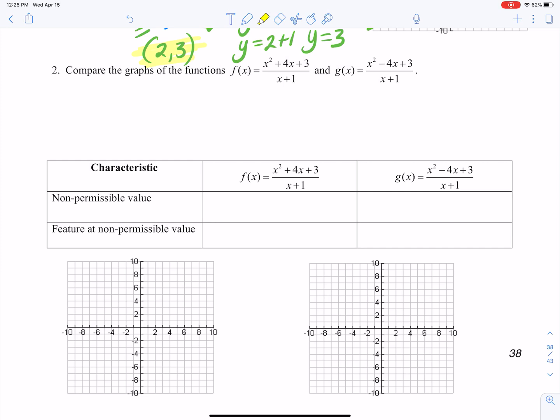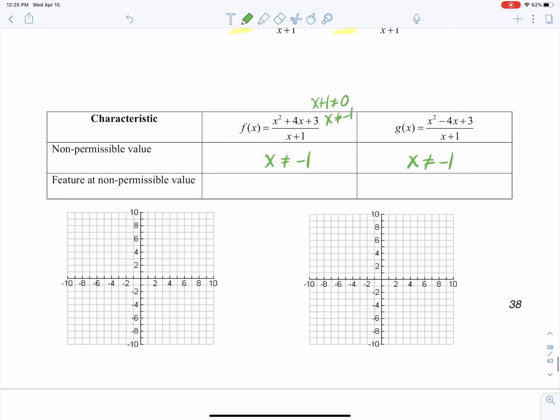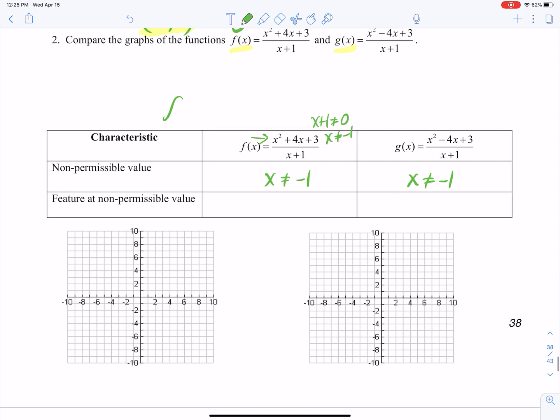Okay, compare the graphs of the functions f at x and g at x. What are my non-permissible values? Well, I know that x plus 1 cannot equal 0, so I know that x cannot equal negative 1. And that's the same with g at x. The feature at the non-permissible value. Well, this is where we're going to have to factor this one. So if I factor that, I end up with x plus 3 times x plus 1 all over x plus 1.